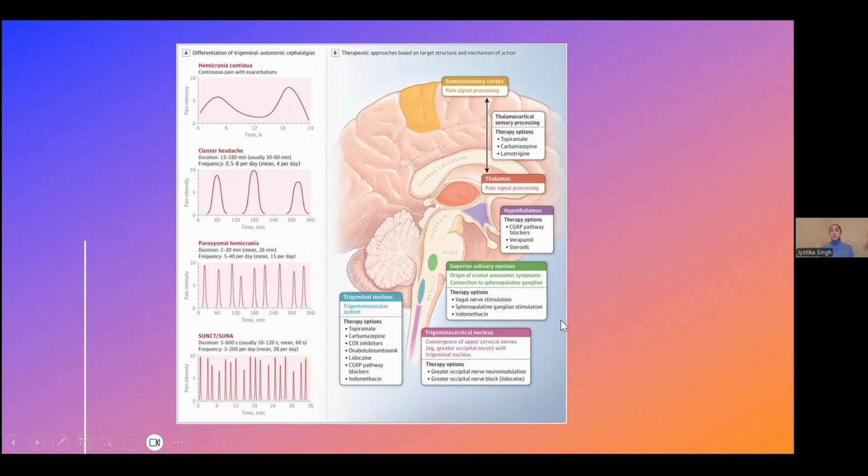And the schematic of this brain is showing different parts of the brain that are involved. We mentioned the hypothalamus, which is here in purple. And this particular picture is showing different treatment options which target different areas of the brain here.